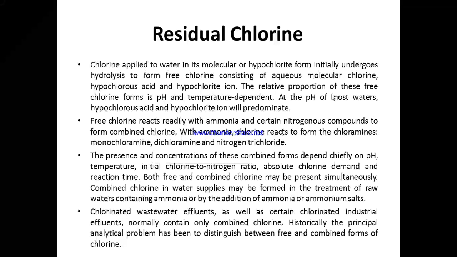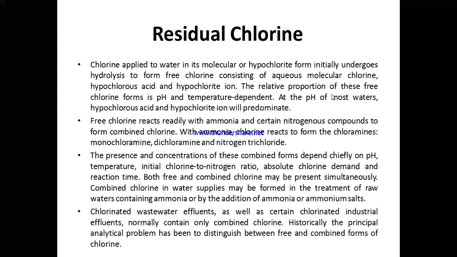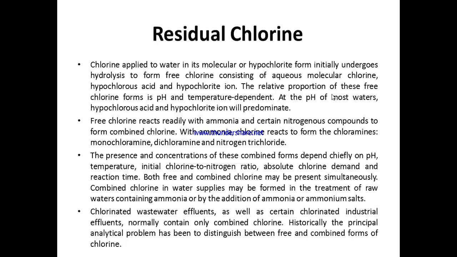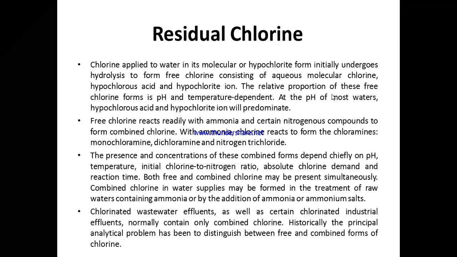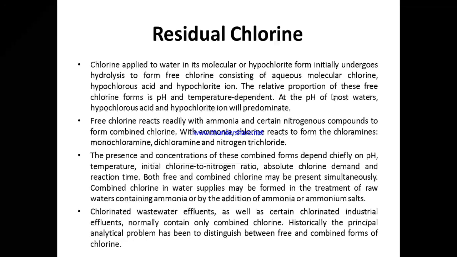Okay, the relative proportion of these free chlorine forms is pH and temperature dependent. At the pH of most waters, hypochlorous acid and hypochlorite ion will predominate. So free chlorine reacts readily with ammonia and certain nitrogenous compounds to form combined chlorine. With ammonia, chlorine reacts to form chloramines: monochloramine, dichloramine, and nitrogen trichloride. So basically chlorine reacts with ammonia, okay, NH4, and it gradually replaces each of the hydrogen ions.